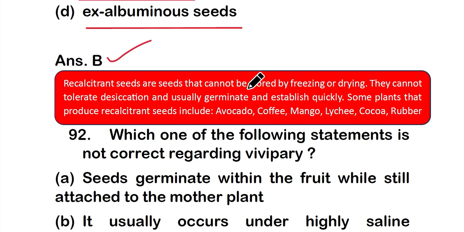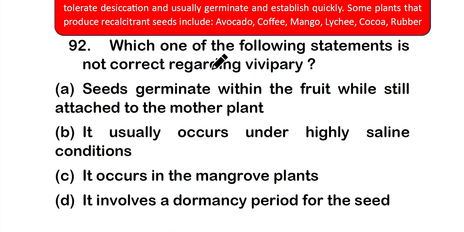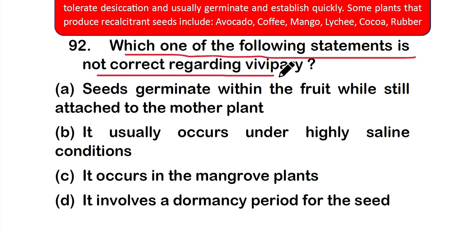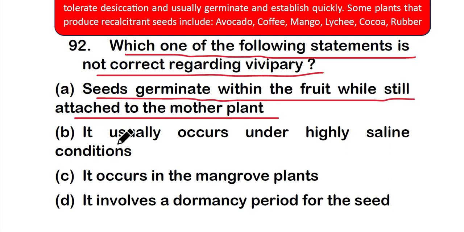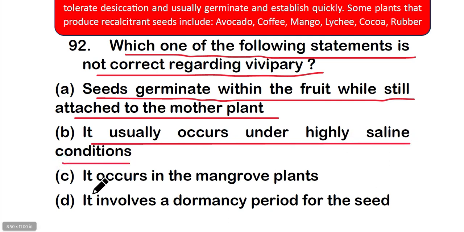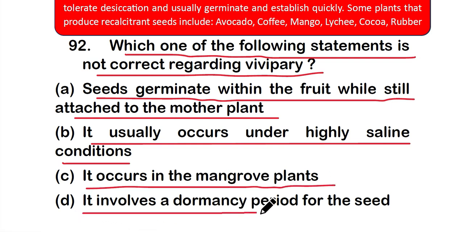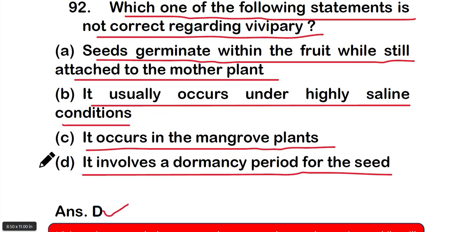Okay. So the next question is question number 92: which one of the following statements is not correct regarding vivipary? Option A, seeds germinate within the fruit while still attached to the mother plant; option B, it usually occurs under highly saline conditions; option C, it occurs in mangrove plants; or option D, it involves a dormancy period for the seed. So the right answer is option D, it involves a dormancy period for the seed.